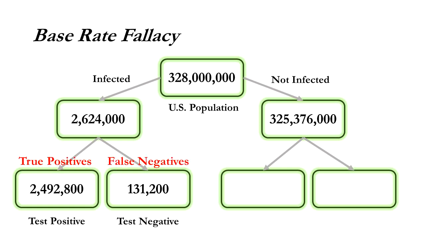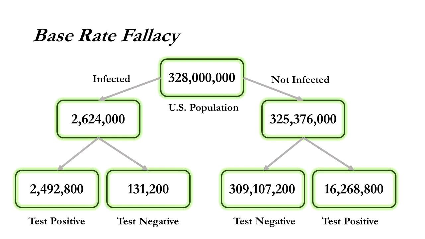So we have true positives and false negatives, okay? Because those 131,200 should have been positive. But that's the 95% rate, right? If we go over here, we also have a 95% accuracy for those not infected, which is to say we have 309,107,200 that test negative if given this 95% accuracy test, and 16,268,800 that test positive. That is true negatives and false positives. And false positives, as you can see here, quite a lot.